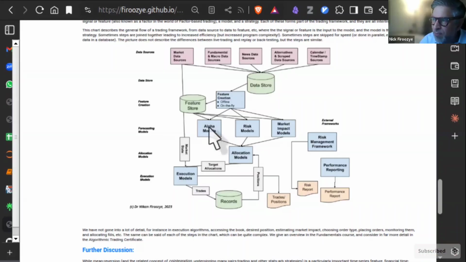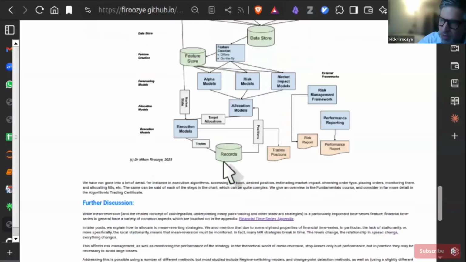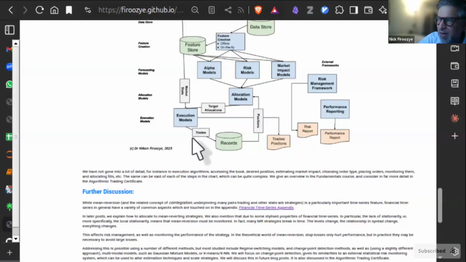Features get fed to alpha models, to risk models, and market impact models. And the three of them together form allocation models. And this is something I talk about. I'll give you some links to some of my online courses, but this is something we go through in some detail in the online course. And so allocation, we have target allocations. We work on execution, and then we feed it through once again.